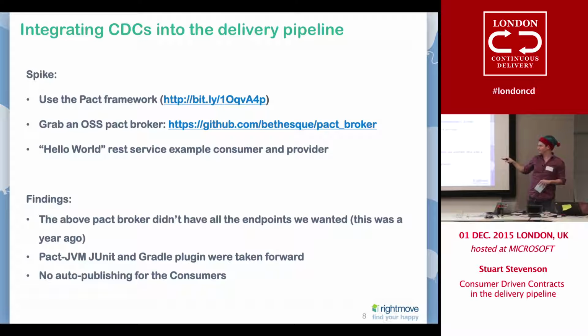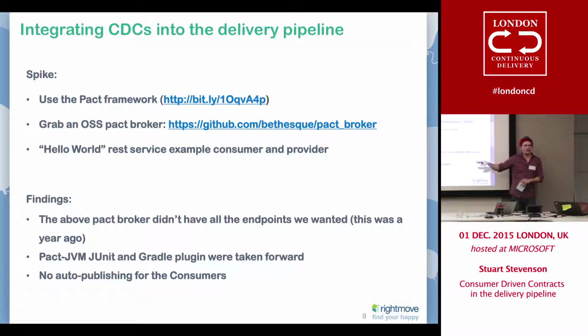Our first lessons were we found that the Pact Broker didn't have all the endpoints we wanted, in terms of being able to, given a provider, get all its contracts, those sorts of things. This was a year ago. Checked up on it yesterday. It's a lot more up to date than it was. When it came to discussions about how we extended it, it was Ruby. We don't have a lot of Ruby knowledge, and for us it was quicker to just write our own little REST service to manage that.